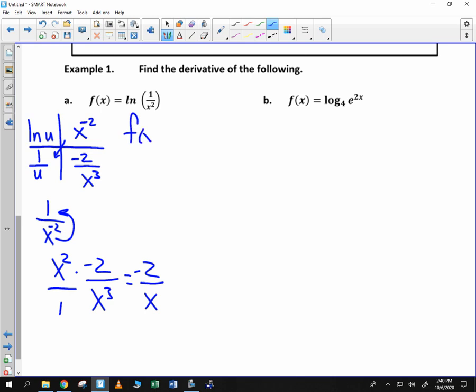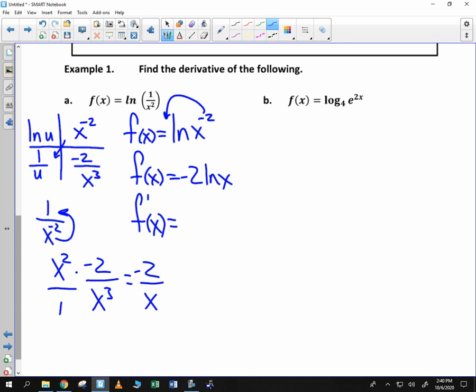I'm in fact going to show you another way of finding this derivative. f of x is equal to, in this case, the natural log of x to the negative 2. Using my properties of logarithms, I could dump this on the outside. So f of x is also equal to negative 2 natural log of x. Now, instead of using the chain rule, I can simply find the derivative using my properties of logarithms. It's negative 2 over x, because the derivative of natural log of x is 1 over x. Works out quite nicely.